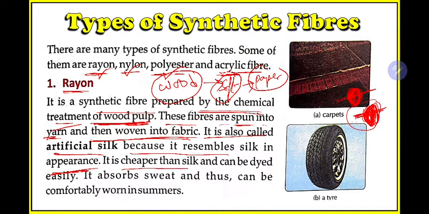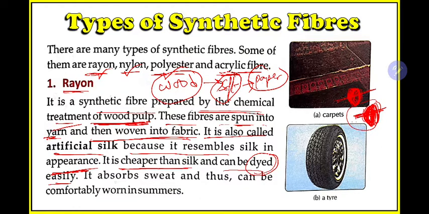It is cheaper than silk and can be dyed easily. As it is made artificially using chemicals, obviously it will be cheap in comparison with the natural one, because the natural one is a lengthy process involving natural organisms, so it is costly. This artificial silk is cheap in price and can be dyed easily. Dyed means coloring. You can color it as you want: red, blue, white, any color.